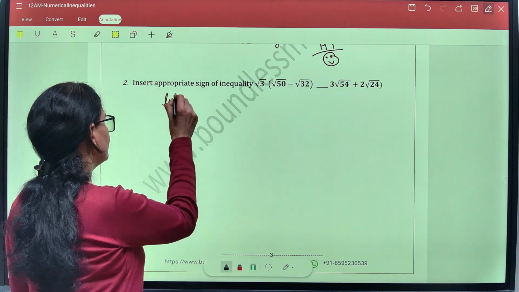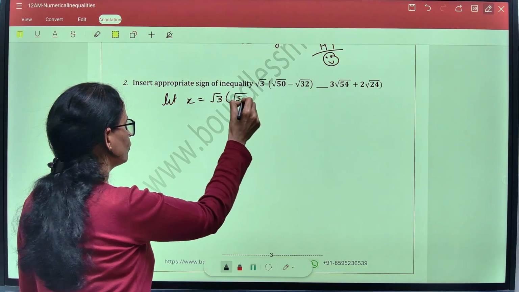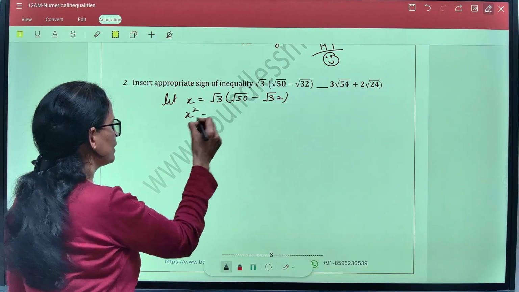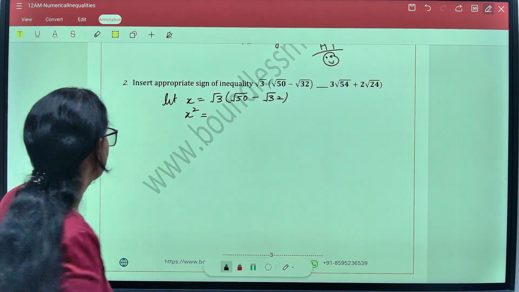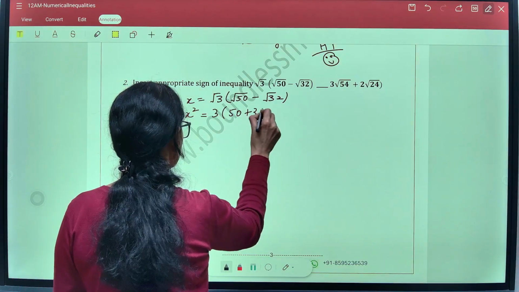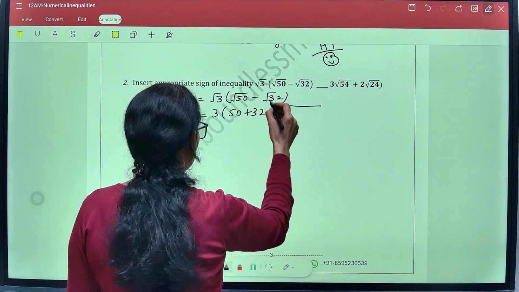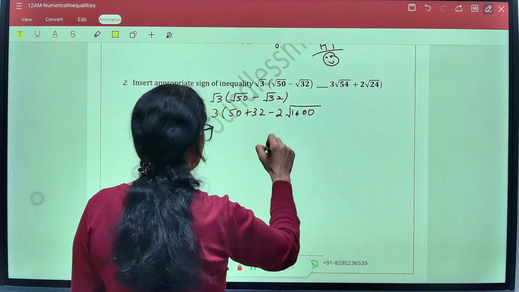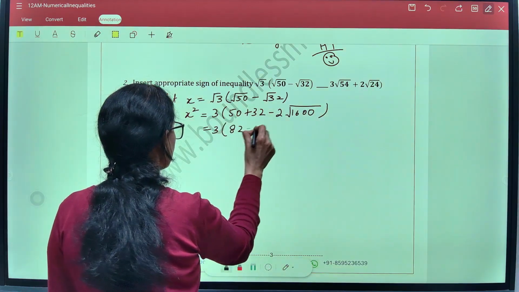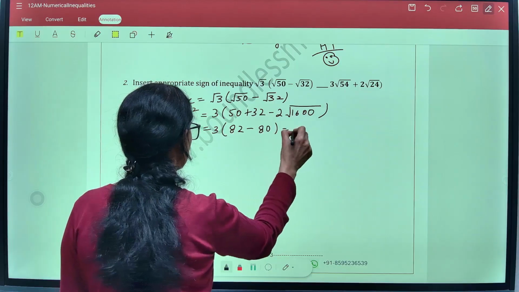So again, let the left side be x, which is equal to square root 3 square root 50 minus square root 32. Squaring both sides, we get 3 square is 3, and a minus b whole square becomes a square plus b square minus 2ab. 32 into 5 is 1600. Okay, so the square root of 1600 is 40, so 2 into 40 is 80.